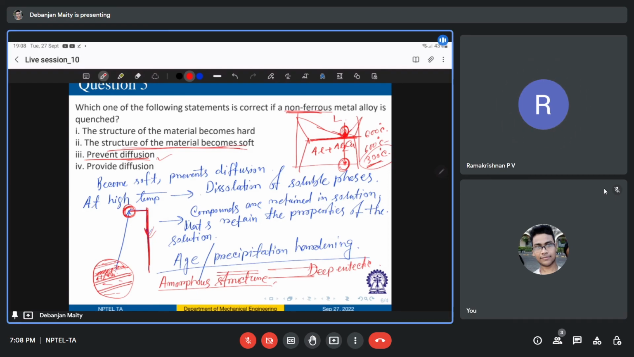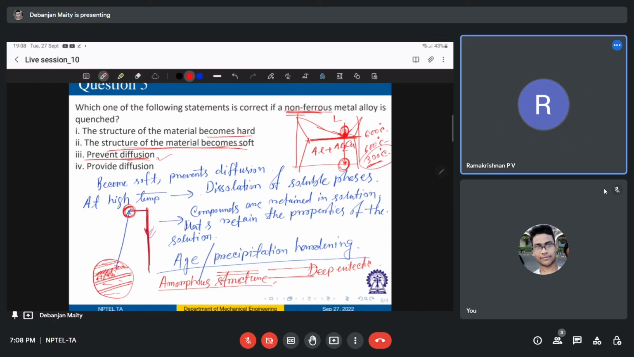But in case of martensite, it will become hard and brittle. Yes, sir. That's the clear difference. I get it.